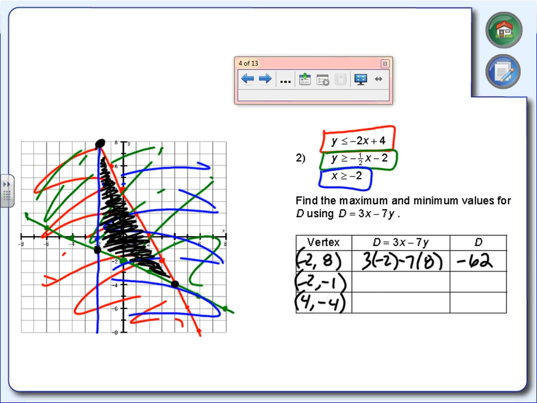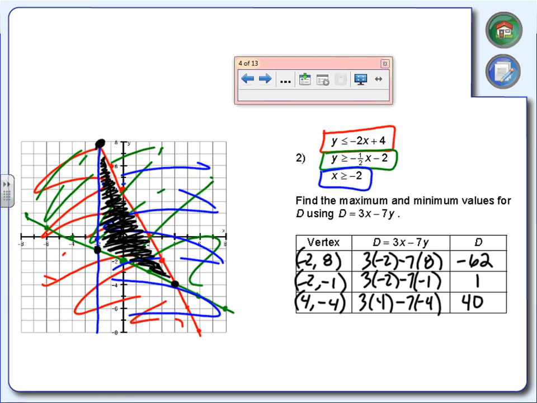Let's do the same thing for the next one. We're going to replace x with -2. This time we'll replace y with -1. And let's see what number we end up with this time. +1. And one more time here. This time we're using a 4 for the x, a -4 for the y. So when you put that in your calculator, you're going to get a, what? 40. 40 is what you get.